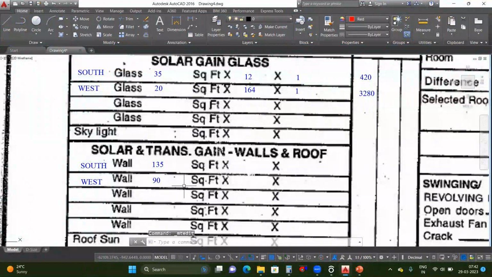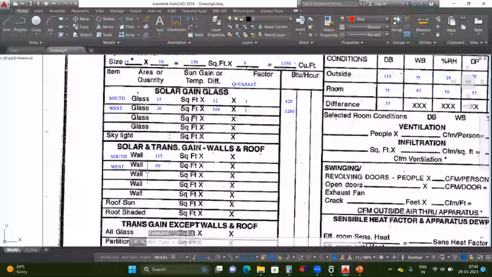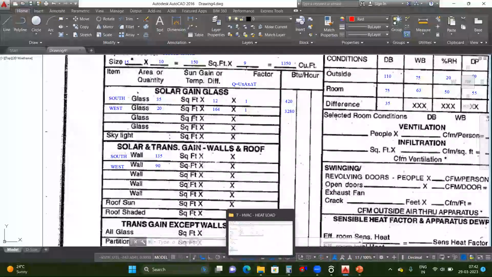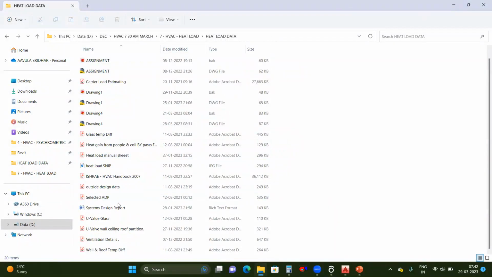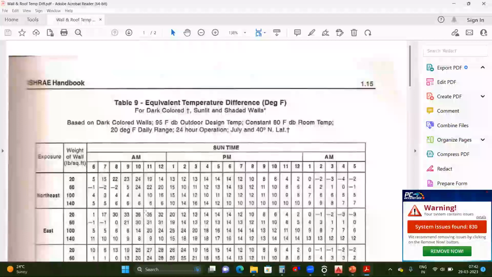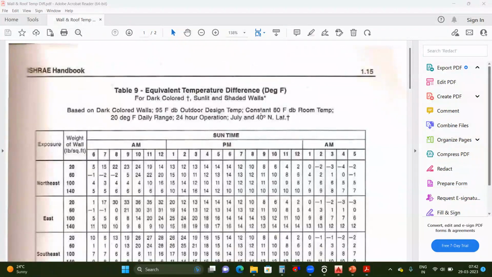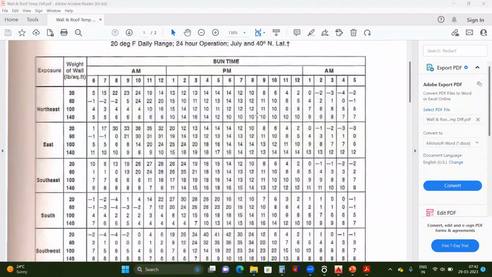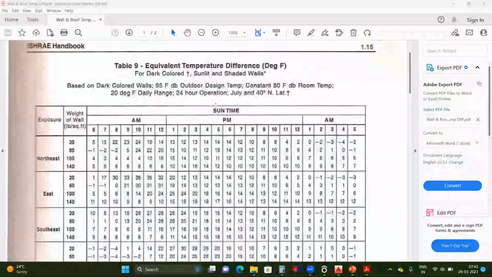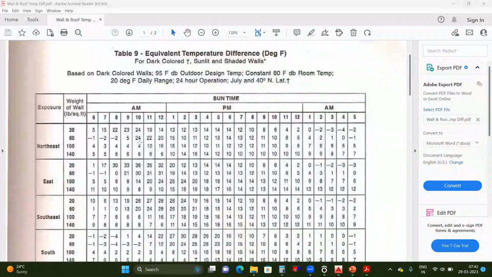Okay. So next is the wall's temperature difference. For the wall's temperature difference, we need to go to the handbook. Include data. Okay, so this is Table 9, equivalent temperature difference values. So here we can get the wall temperature difference values.